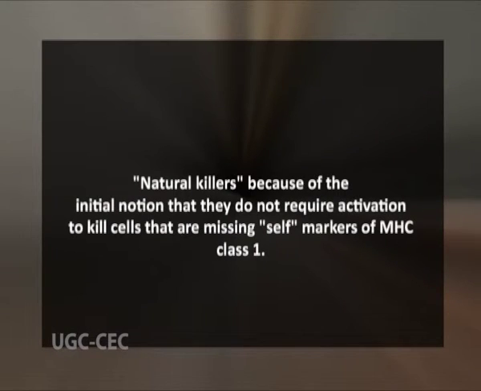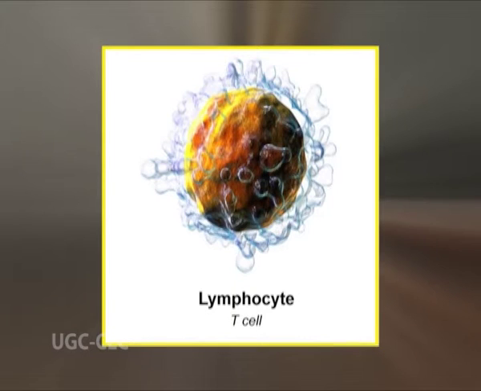They were named natural killers because of the initial notion that they do not require activation to kill cells that are missing self markers of MHC class I. This role is especially important because harmful cells that are missing MHC class I markers cannot be detected and destroyed by other immune cells such as T cells.